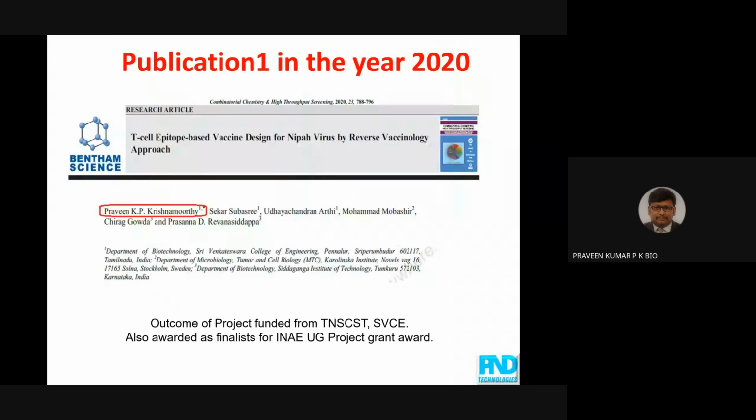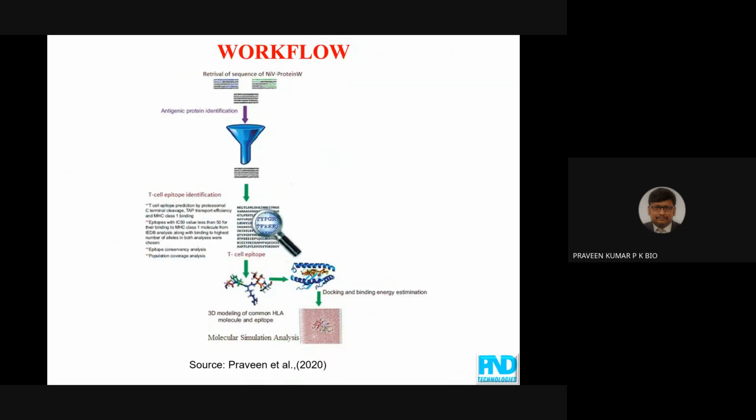Now let me take you to the next thing, a publication which happened in 2020. I just published this T cell epitope based vaccine work, and it was also one of only two projects selected as best projects in India. Of course, this is one of my projects, and we also received funding from the Tamil Nadu government. So now let me explain the workflow.